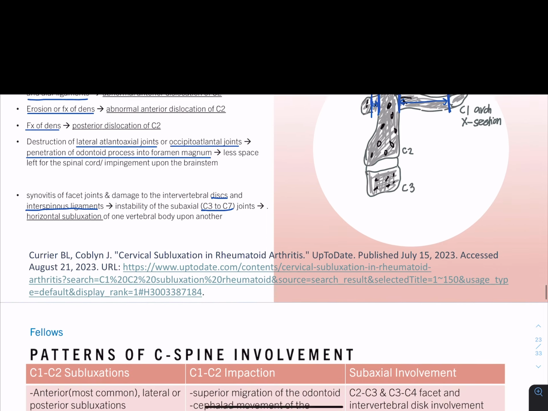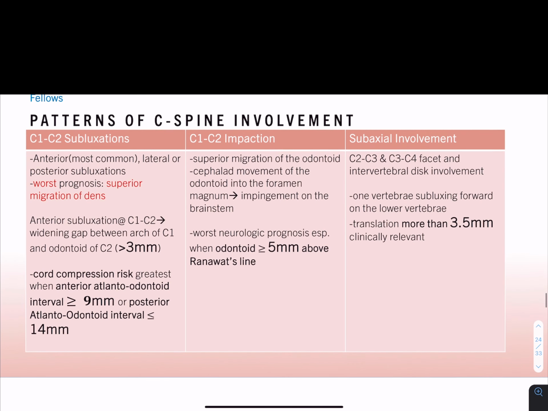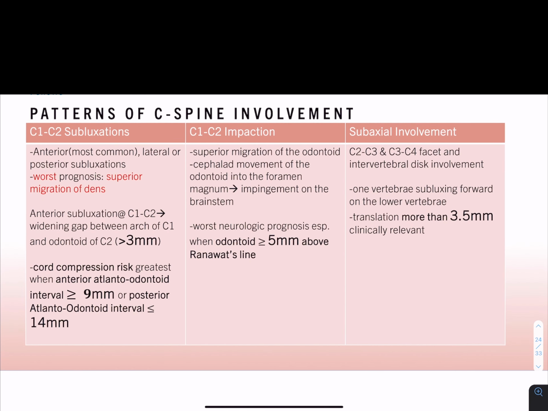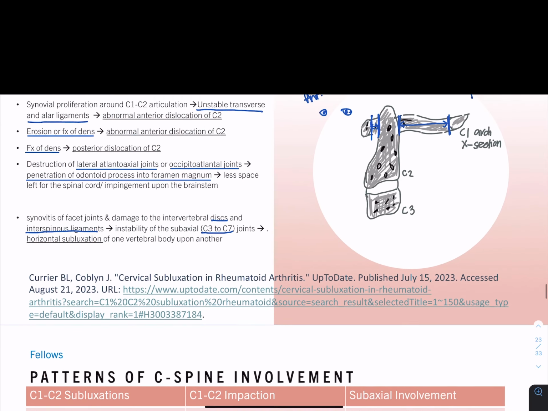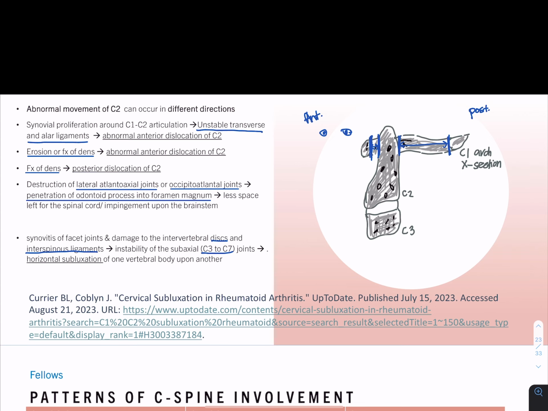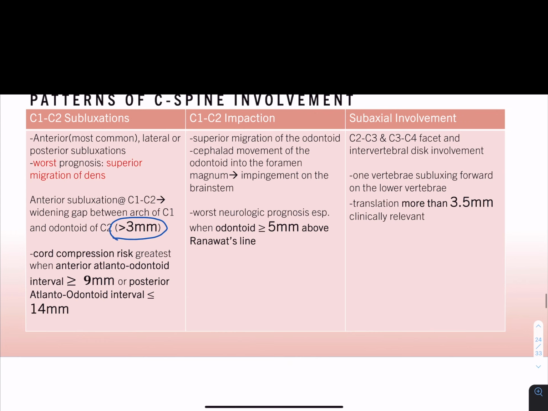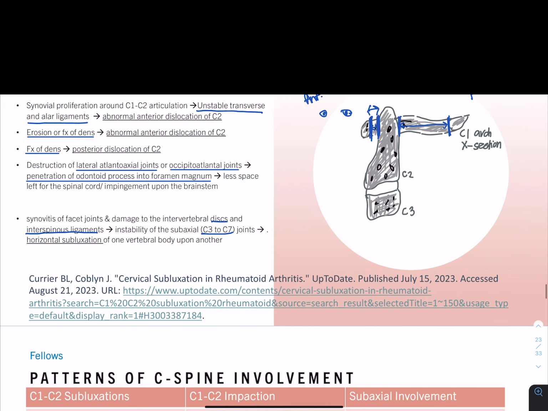This chart describes again what we discussed in earlier slides, but it gives the numbers that you need to memorize for rheumatology fellows. By definition, anterior subluxation exists if the widening gap between the arch of C1 and odontoid of C2 is greater than 3 millimeters. That is the distance between the posterior surface of the anterior C1 ring to the anterior surface of the odontoid process. Cord compression risk is greatest when the anterior atlanto-odontoid interval, or the space, is equal to or greater than 9 millimeters, and posterior atlanto-odontoid interval is 14 millimeters or less.